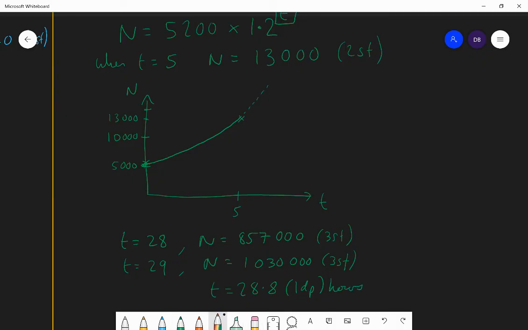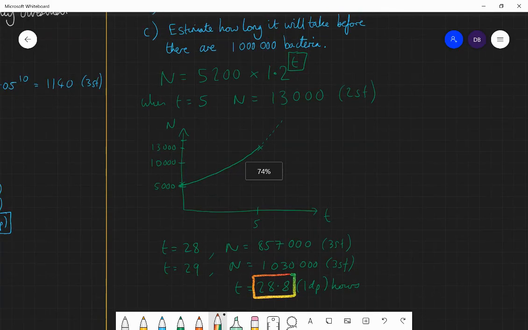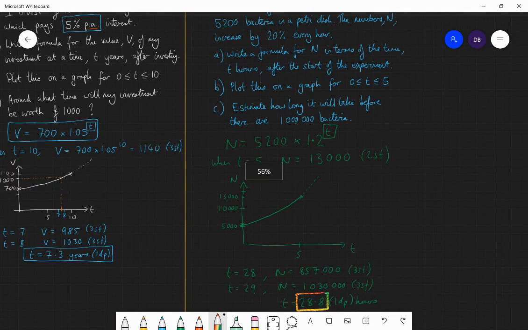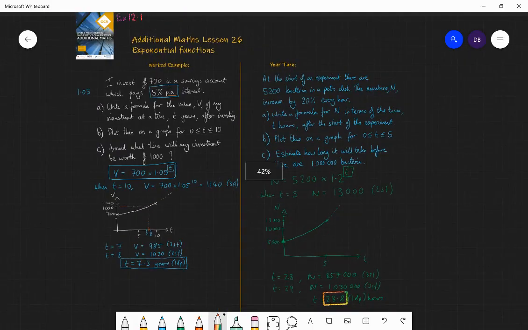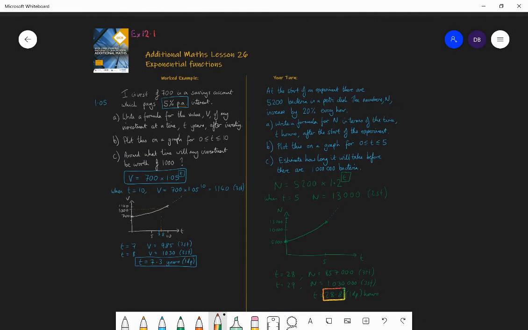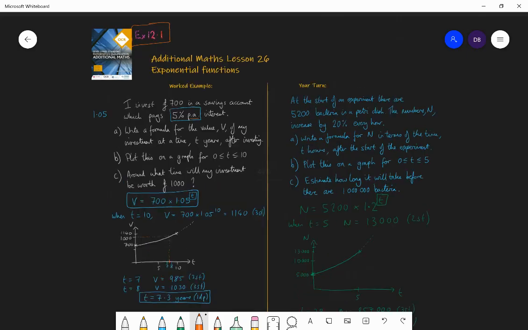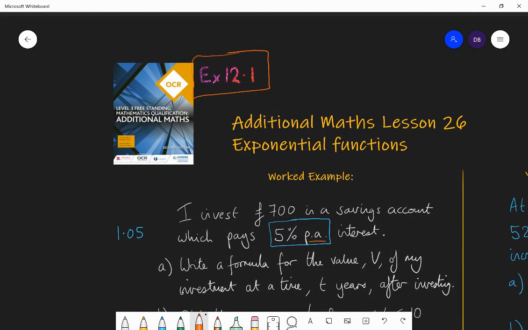So if you got close to that, really well done. Okay. In a future lesson, I'll teach you using logarithms how to get that exactly, the exact time at which you get 1 million bacteria. What you should do now is practice drawing your exponential graphs and answering questions based on exponentials. The best place to do that is exercise 12.1 from our lovely textbook. It's the first exercise in chapter 12. So off you go and enjoy.